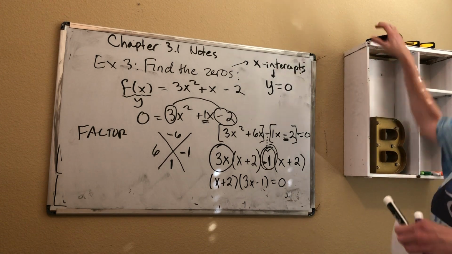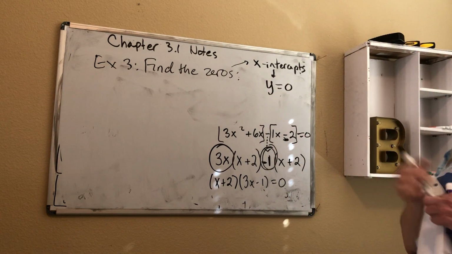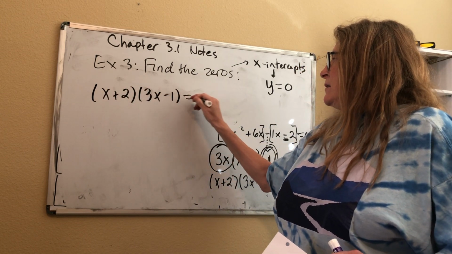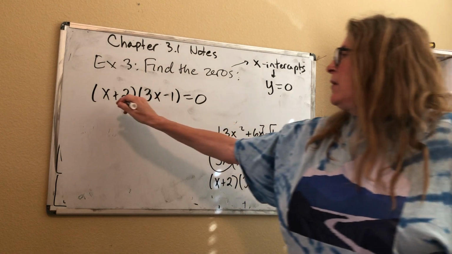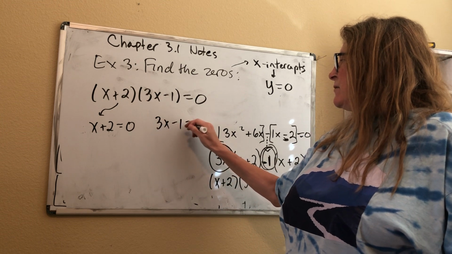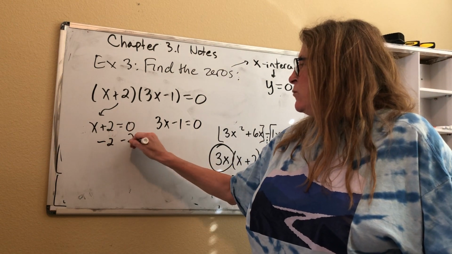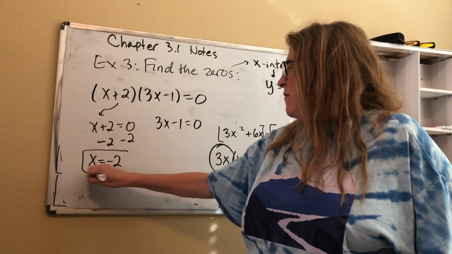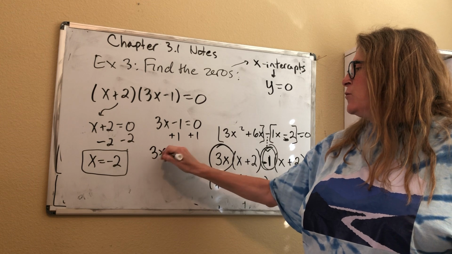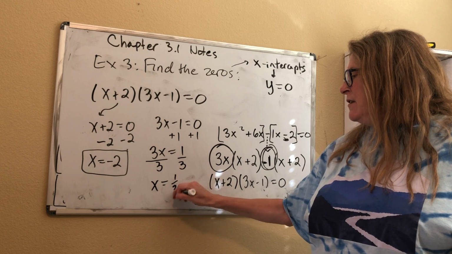All right, let me make another little bit of room here. Okay, so if I've got x plus 2 times 3x minus 1, I can set each factor equal to 0. So I can say x plus 2 equals 0, and I can say 3x minus 1 equals 0. So again, that's going to get me 2 answers. The first one's going to be negative 2. And the second one, I'm going to add 1 and get 3x equals 1, and then divide by 3. So I get x equals 1/3.